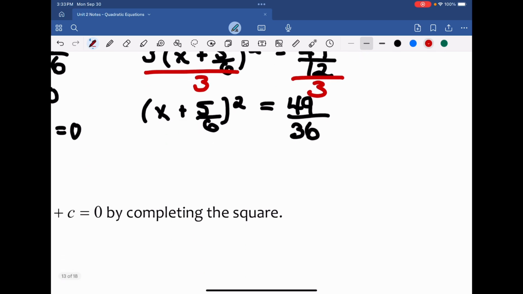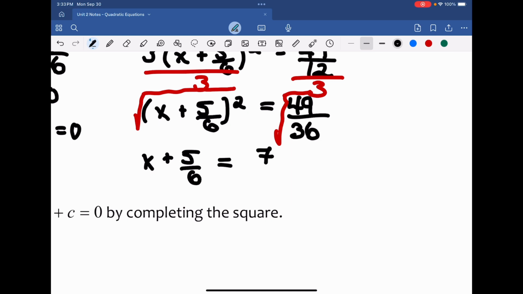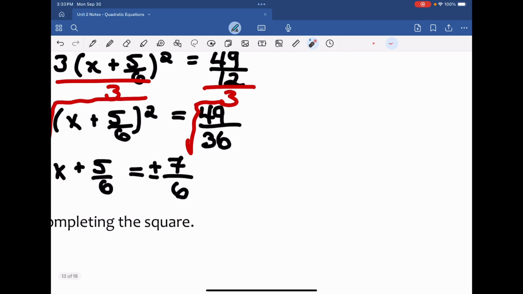Now what we're going to do is square root both sides of this equation in order to get x alone. So now we're going to have x plus 5 over 6 is equal to, well, the square root of 49 is equal to 7. The square root of 36 is 6. But remember, it must be the plus minus version of that. Please don't forget that. When we take a square root of a number, it is now going to be, by the square root principle, the positive and minus version of that exact term.